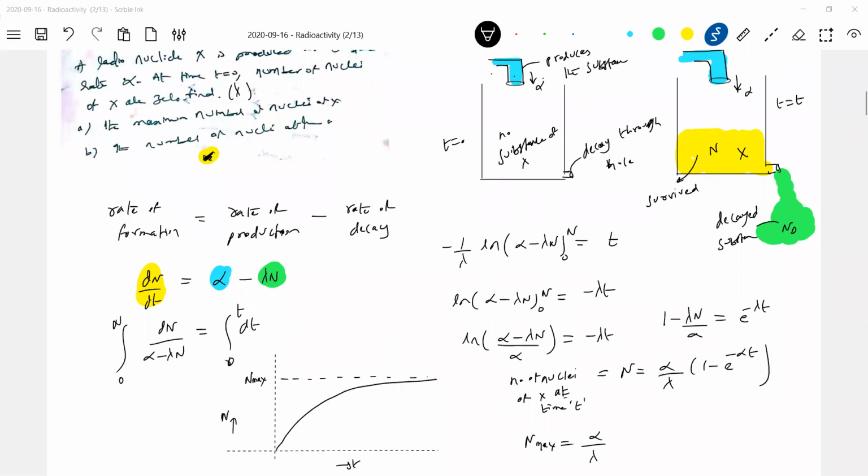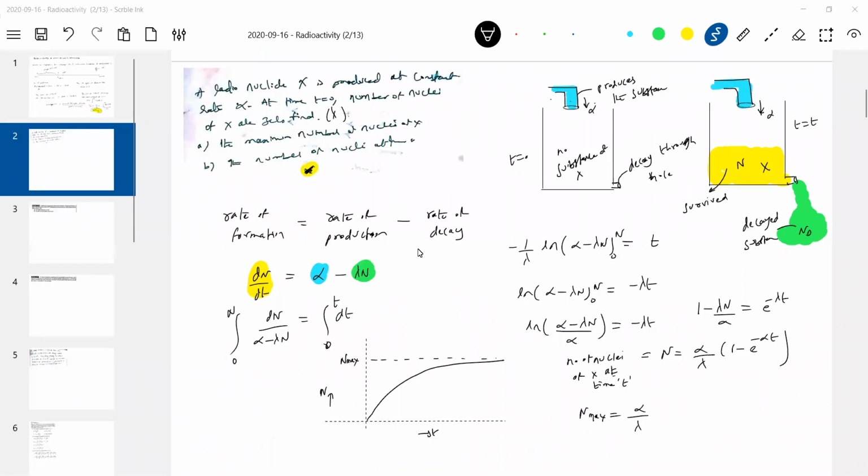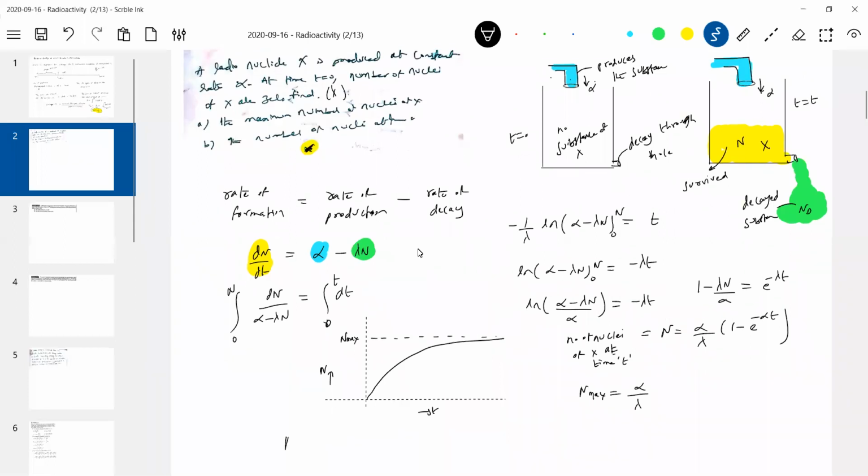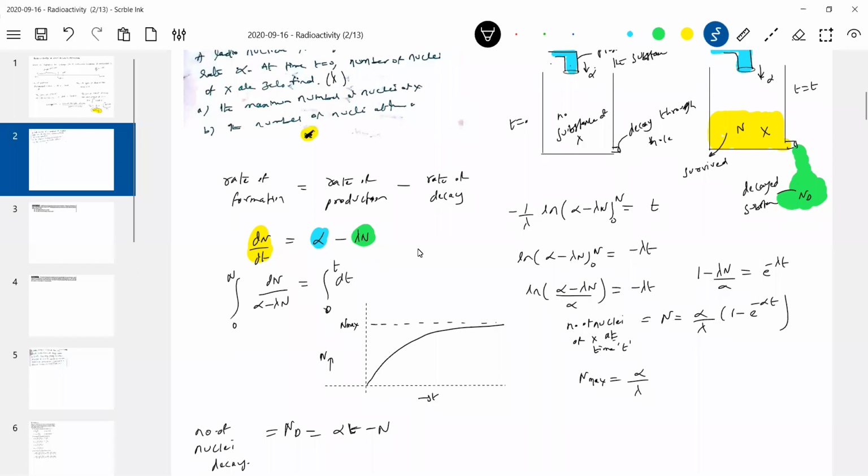Okay, now a few things. I want the amount of substance that got decayed. How to find that? I'll take help of this: in time t, how many are produced? Alpha t. So the number decayed should be equal to alpha t minus N. So what is this? The number of nuclei decayed is alpha t minus N. So what is the value of N? Alpha by lambda.